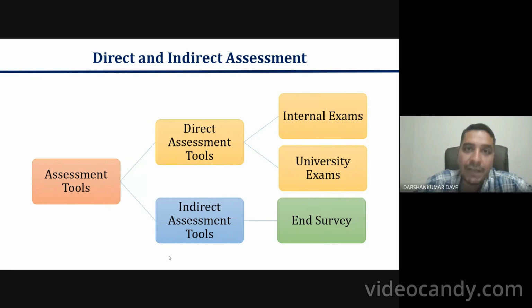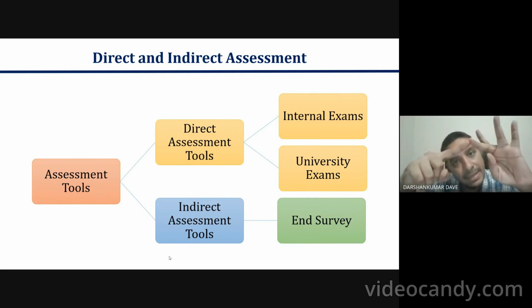Assessment tools means the way you will assess your students' learning. It can be in terms of your daily quizzes. It can be in terms of one-to-one interaction. It can be in terms of a semester end project. It can be in terms of their attendance. It can be in terms of replying to daily quizzes. It can be in terms of midterm examination. It can be in terms of remedial examination. It can be in terms of external examination. All these are for assessment.